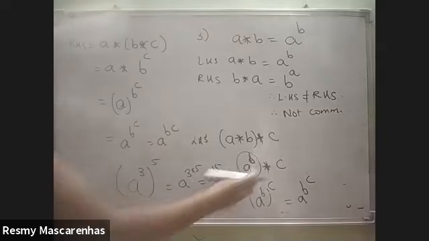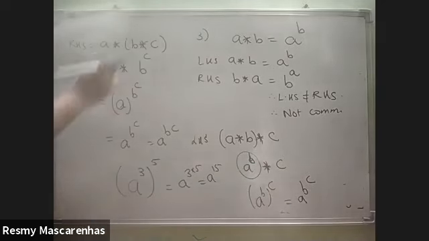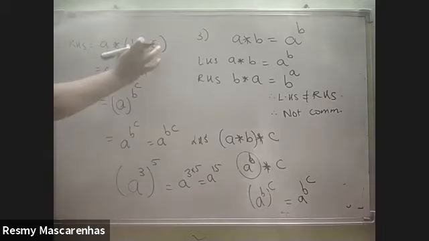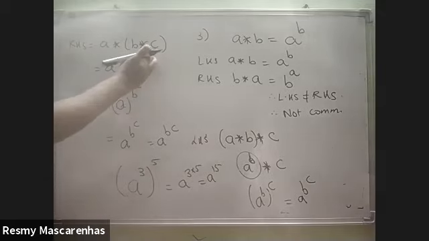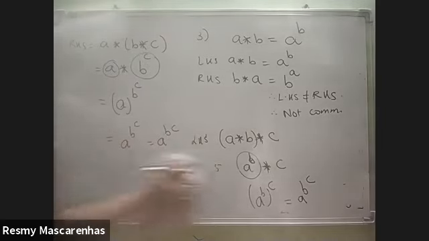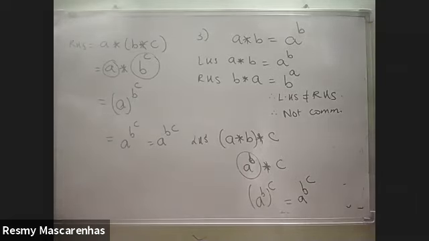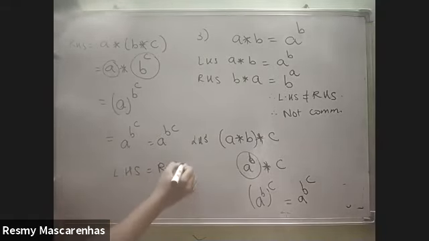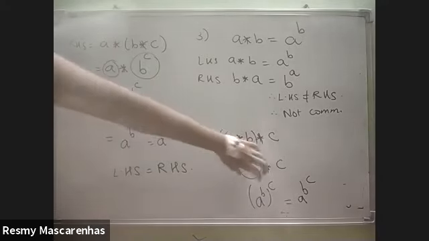This part, first raised to second. Same way I've done here. B star C will be B raised to C. First term raised to the whole second term. This is the full second term. This raised to this. So it means the same, A raised to B raised to C. Both the sides will get the same answer. Therefore, left hand side will be equal to right hand side.